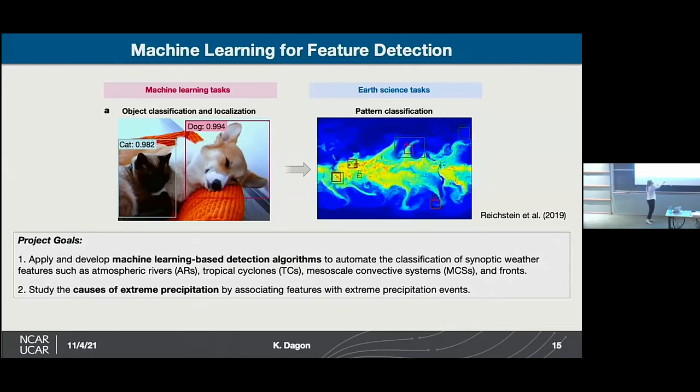Maria is also working on a detection algorithm for mesoscale convective systems, which are very strong thunderstorms in the Midwest. And then I'll also spend some time, if I have it, talking about frontal detection. But the second part that's really important is connecting these events that are detected in climate models and observations to extreme precipitation events.